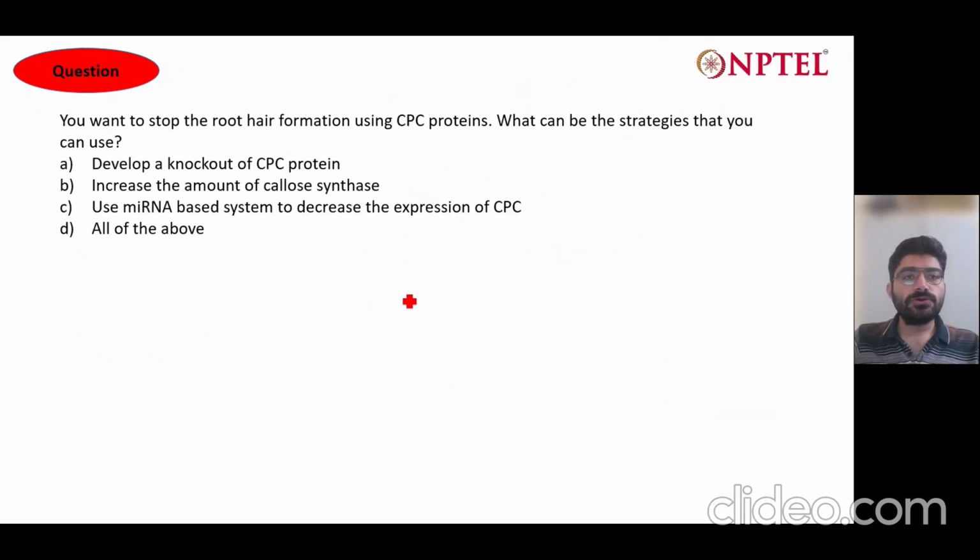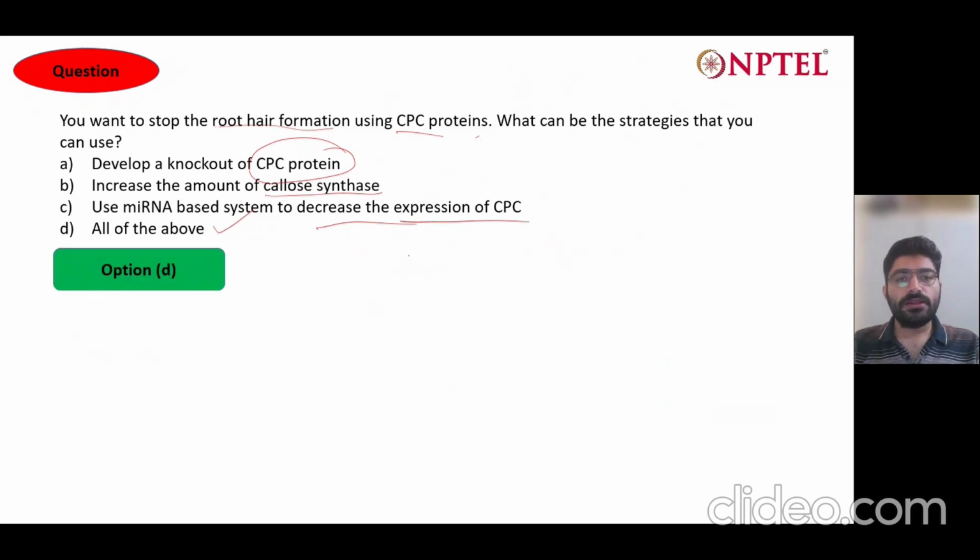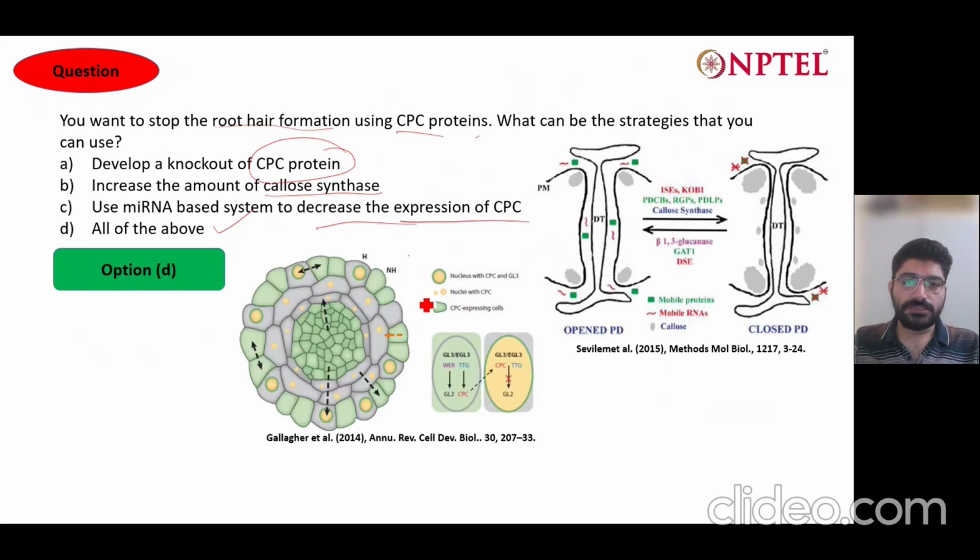So you want to stop the root hair formation using CPC proteins. What can be the strategies that you can use? So either we can use a CPC protein knockout, or increase the amount of callose synthase, or use a miRNA based technique to decrease the expression of CPC. So yes, the correct answer is all of the above. And here is the possible explanation.